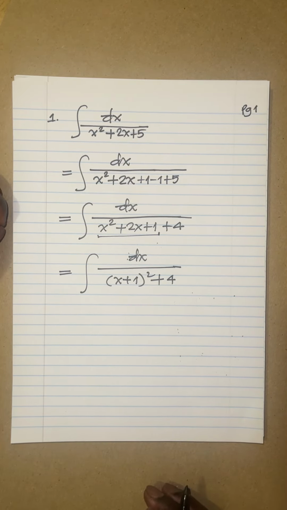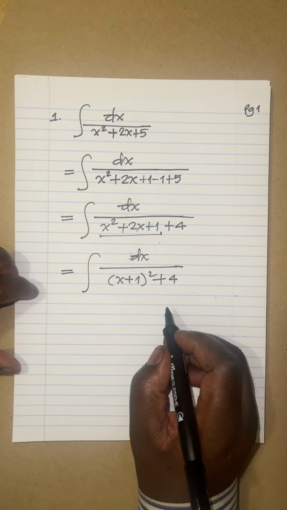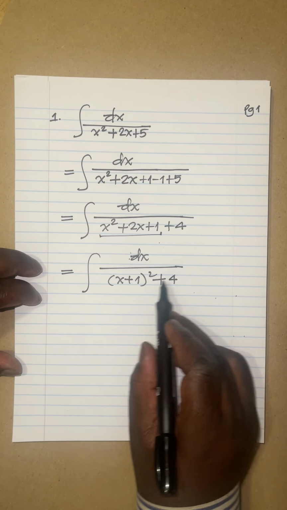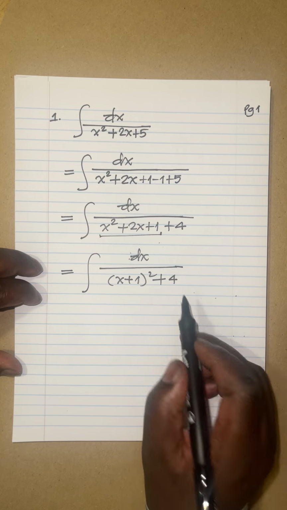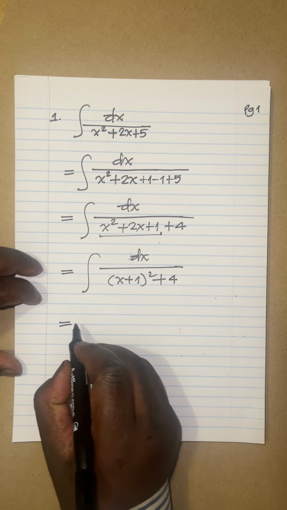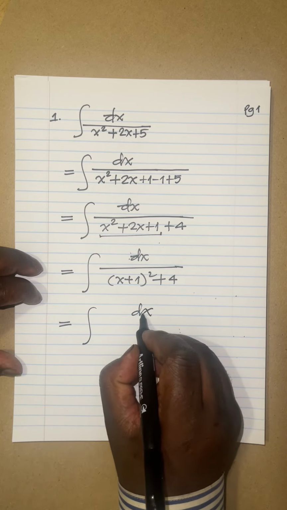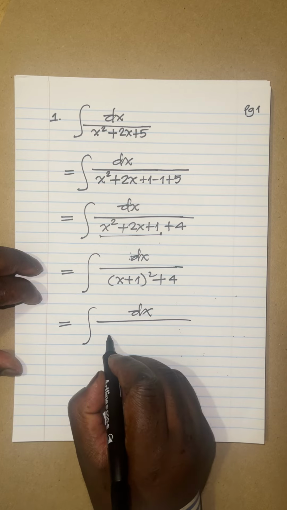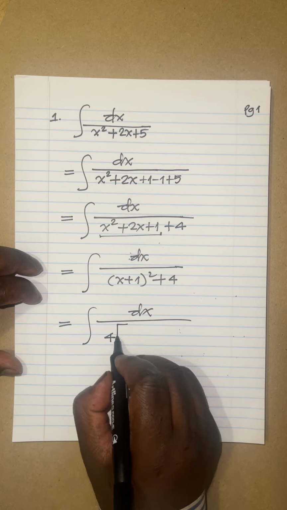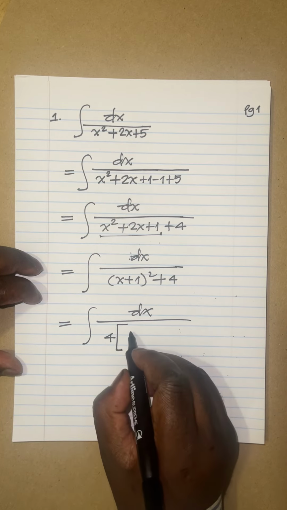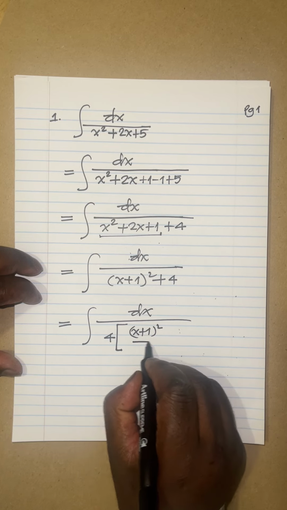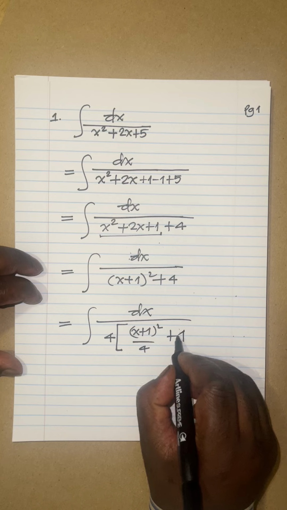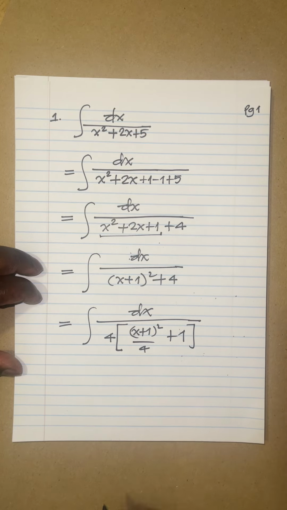Now, at this stage, we're going to factorize this. I'm going to take 4 out as a common factor. Watch how I'm going to do this. So this is going to be the integral of dx all over, and I take 4 out as a common factor. 4 into this, I'm going to have x plus 1 all squared all over 4, and then plus 1, if you see what I mean.